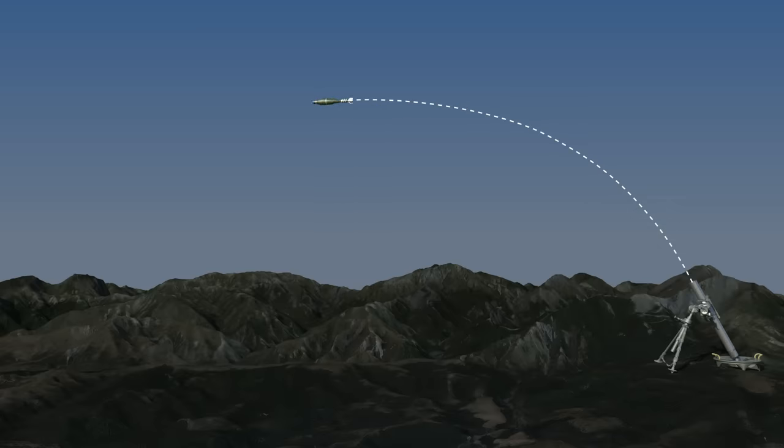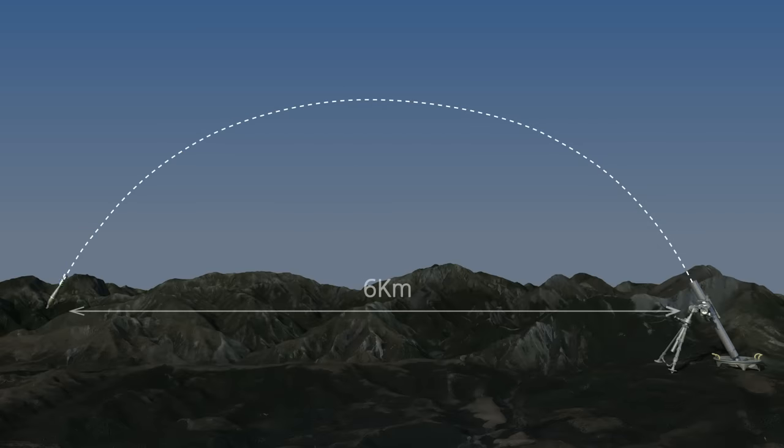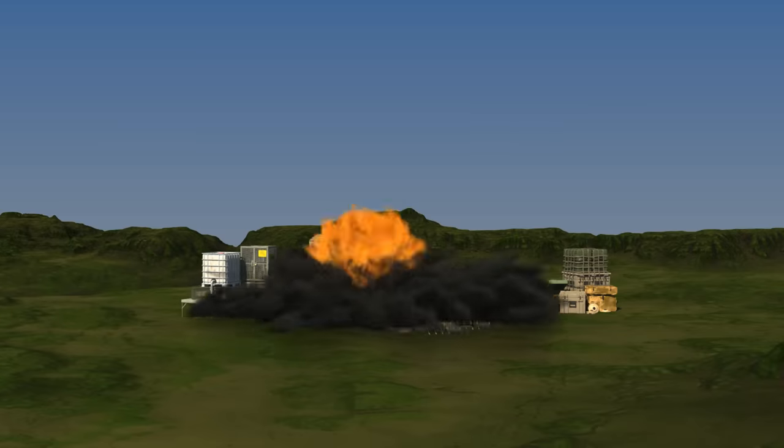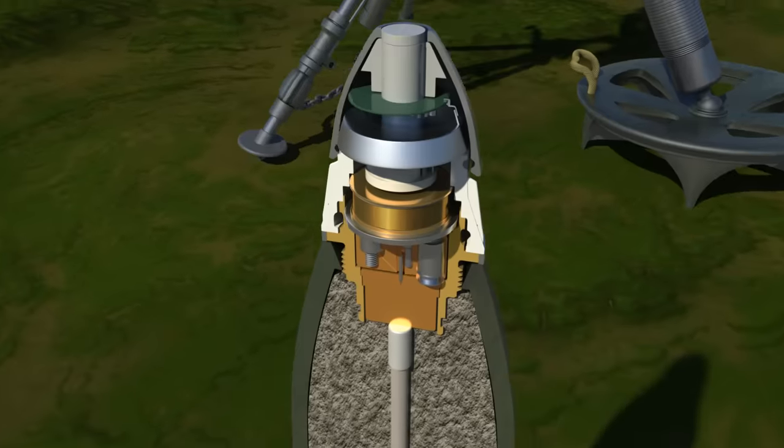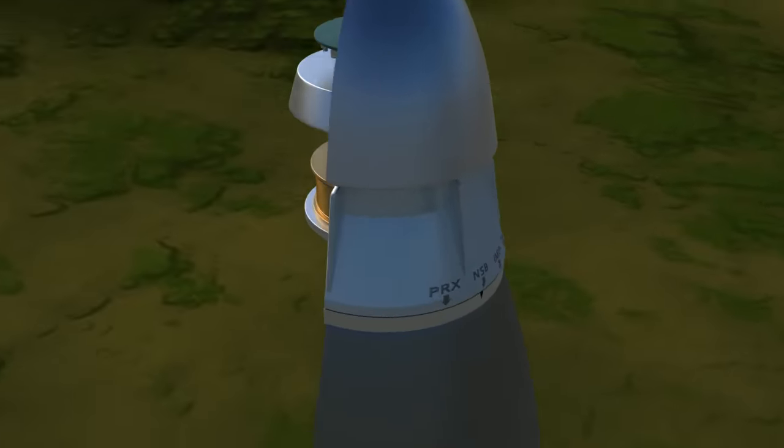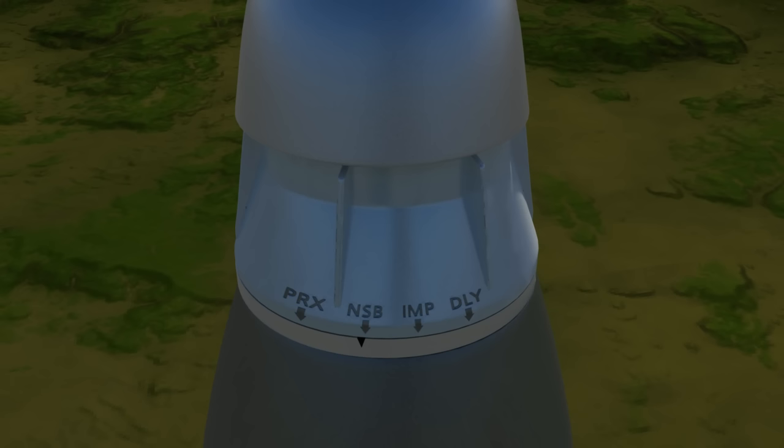The maximum firing range is about 6 km when all the augmenting charges are used. The 81 mm mortar has a casualty radius of about 40 meters. By turning the dial that is located at the front of the mortar shell, the impact fuse can be set as proximity, near surface burst, impact, delay.